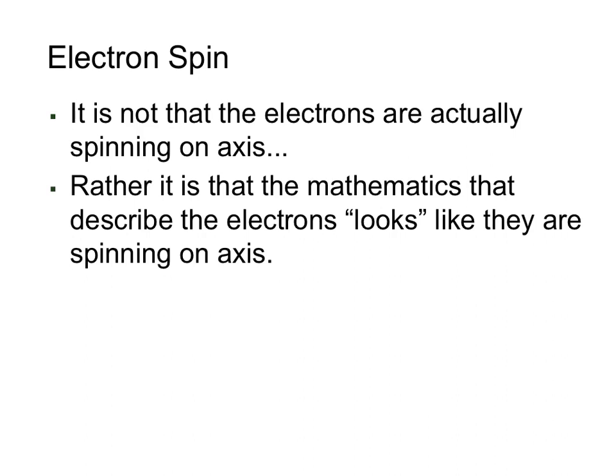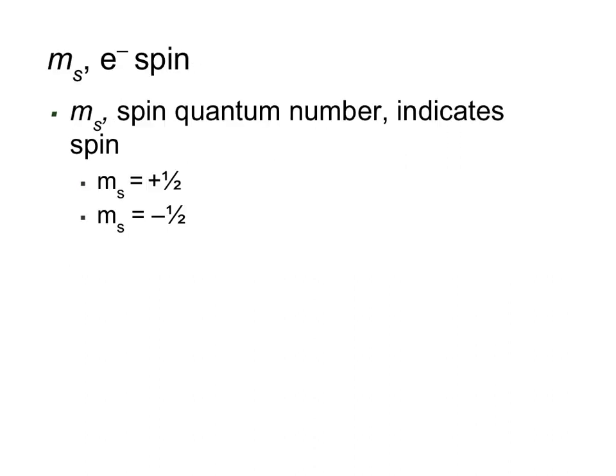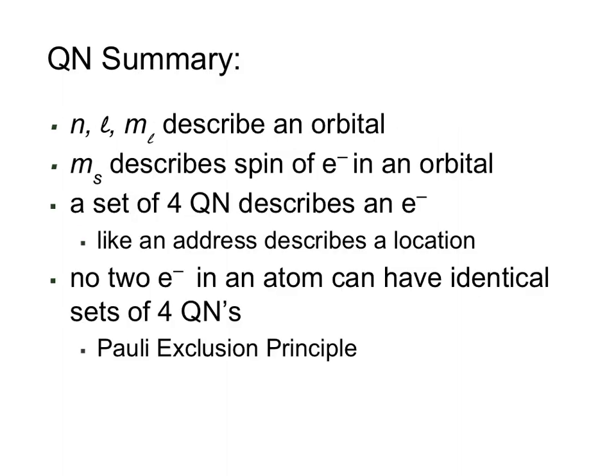It is important to note that the electrons are not actually spinning on an axis, but rather it's the mathematics of things like the Schrödinger equation which help us to describe the electrons differently. And so the behavior of the electrons is different, and it's convenient for us to think of that in terms of a spin. And so we think of that as spins being opposite each other. Spin plus 1/2 or spin minus 1/2.